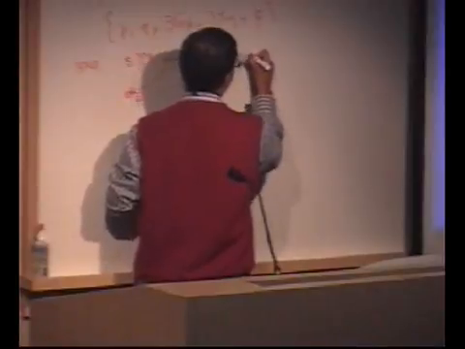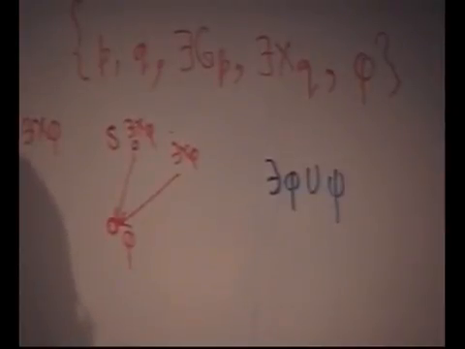How do I take care of exists phi until psi? Someone wants to guess? The idea here is that we're trying to label states with the subformulae which are true.